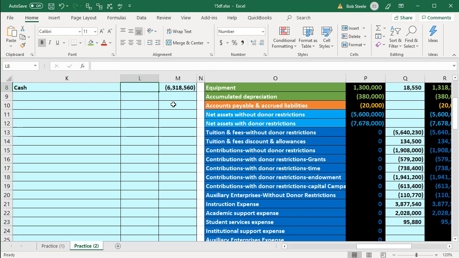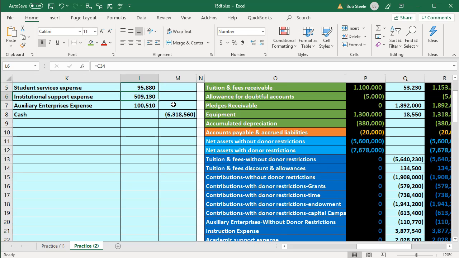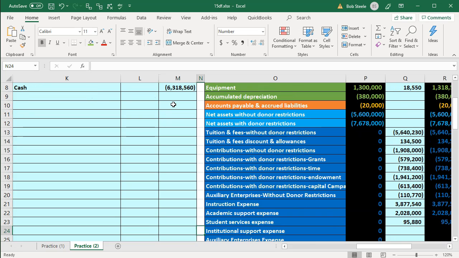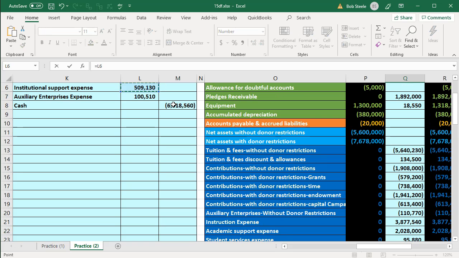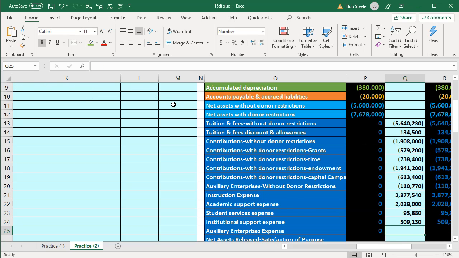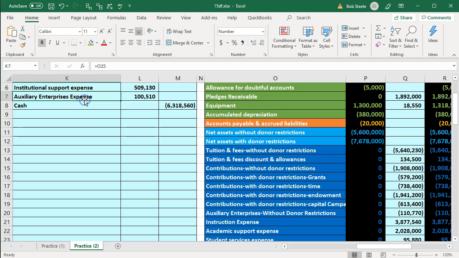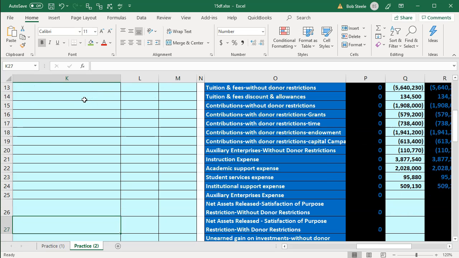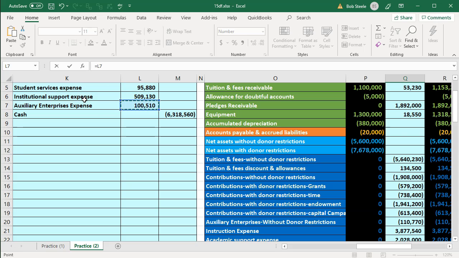And then the institutional support, probably the next one because it's the next one on the trial balance. It is indeed the next one. So we're going to go to institutional support, Q24 equals. We'll pick up that 509,130. Next, we're going to have the auxiliary enterprise expense. So that's going to be in Q25 equals. Scrolling back over and picking up that number.